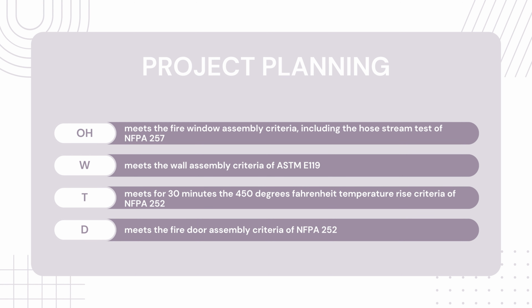Now for the test, it's rare that you will need to recall specific code sections, but you should have a general understanding of what each category means. OH is fire window assembly, W is wall assembly, T is temperature rise, and D is for fire door assembly.